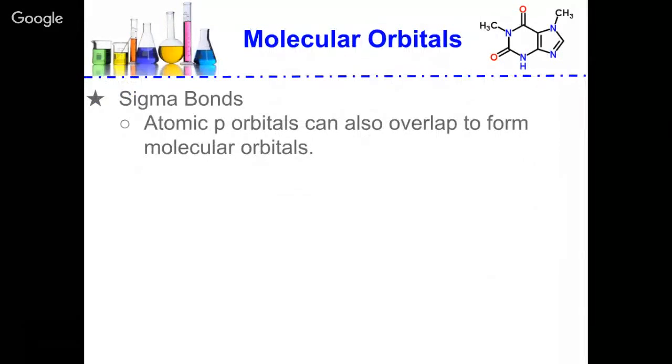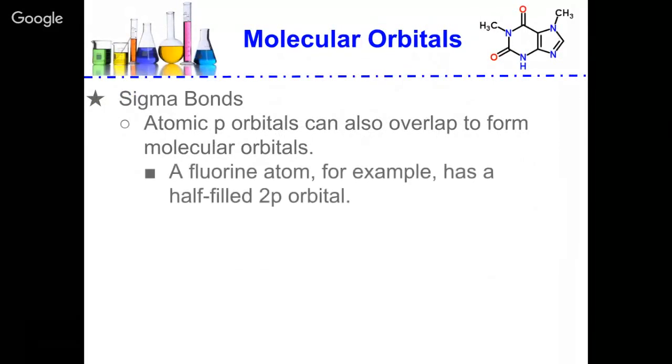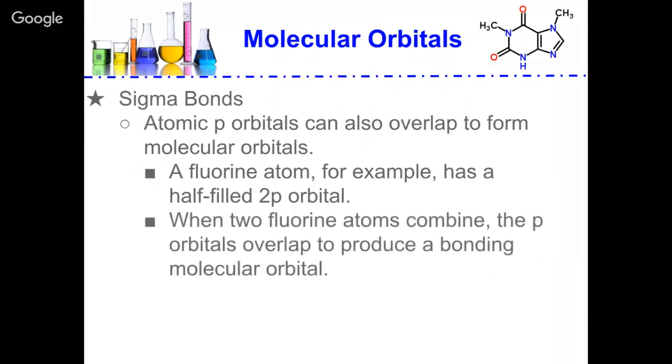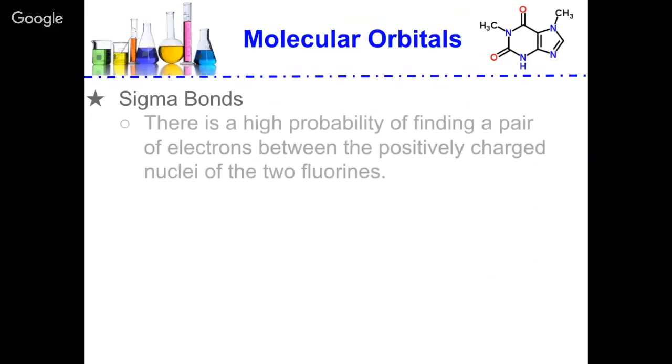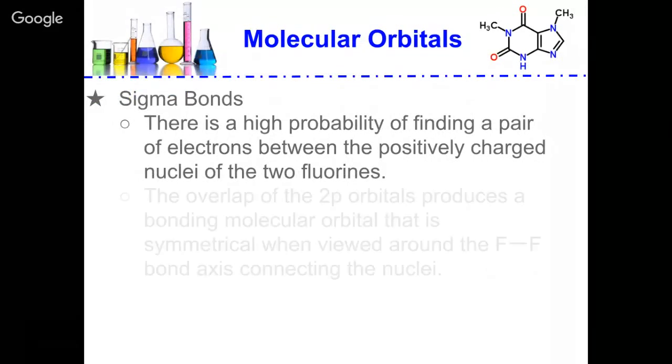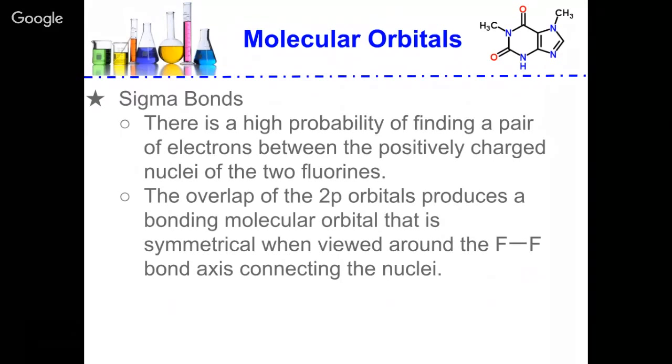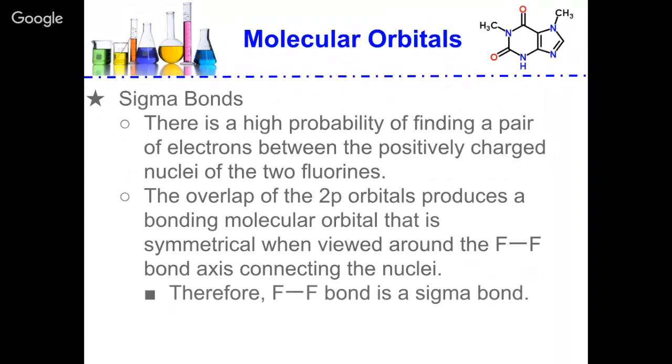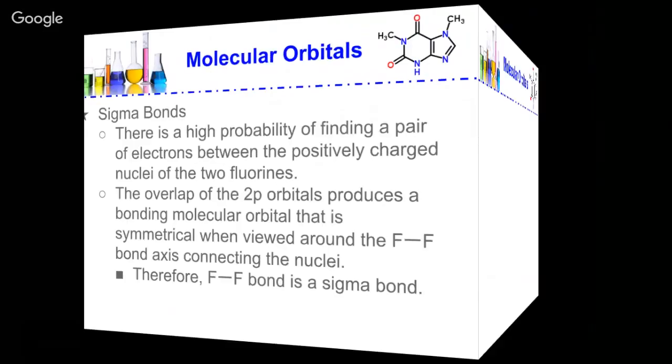So atomic p orbitals can overlap to form molecular orbitals as well. When we look at fluorine, it has a half-filled p orbital because there are only 3 electrons in the p orbital. So when two fluorine atoms combine, the p orbitals overlap to produce a bonding molecular orbital. So there's a high probability of finding a pair of electrons between the positively charged nuclei of the two fluorines. The overlap of the p orbitals produces a bonding molecular orbital that is symmetrical around the F-F bond axis that connects the nuclei. Therefore, the F-F bond is also a sigma bond.